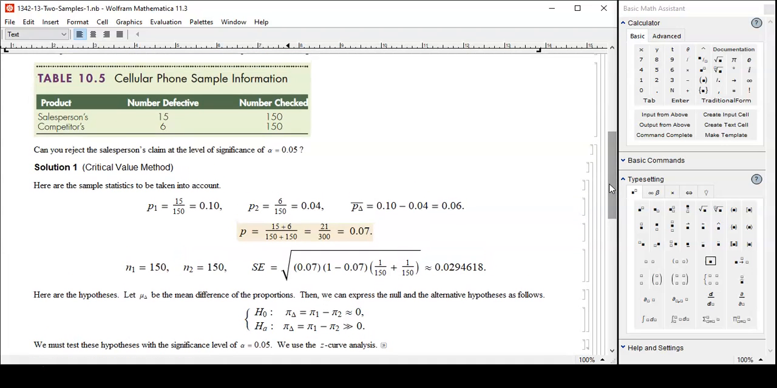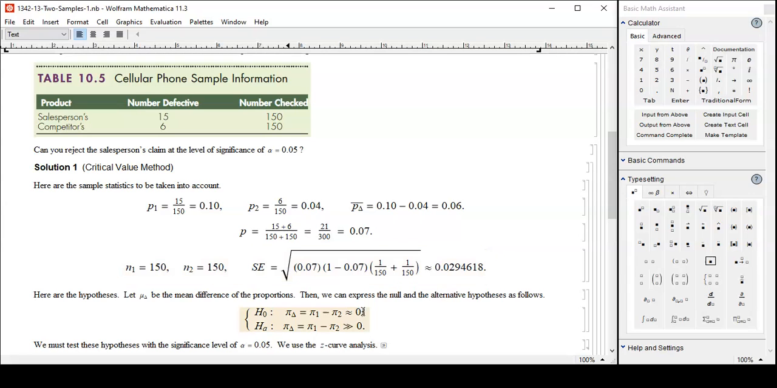Why am I doing this? Under the null hypothesis, pi1 and pi2 are about the same, which means salesperson's sample and competitor samples are essentially the same, no difference. So there's no difference between these two samples, therefore just putting all together into one big sample, and we end up with 21 defective out of total 300, and thus 7% defectiveness. And that's the proportion we use to calculate the standard error. And if you do that, we get this number, and that's the number we're going to put into the denominator.